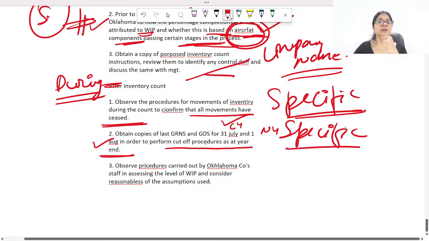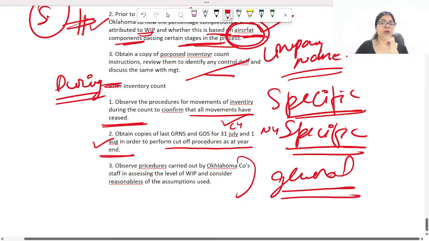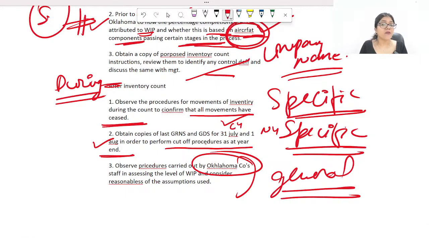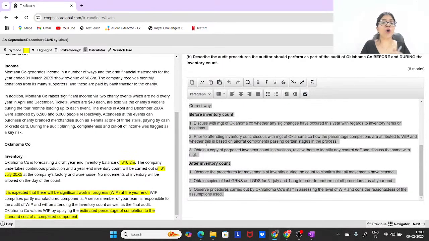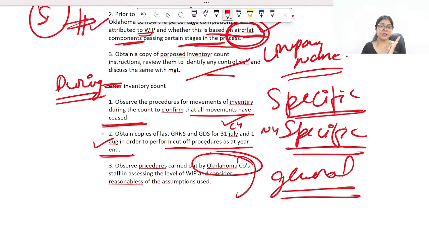You can also write the case name over here, the company name over here, right? Next. Observe procedures. I'm sorry for the spelling mistakes. I just wrote it very quickly. Observe procedures carried out by Oklahoma company staff in assessing the level of WIP and consider reasonableness of the assumptions. This is now very general, in which I have written the company name. So you're observing the procedures which are carried out by the company staff in assessing the levels of the WIP, that is, how much of the inventory is actually part of your WIP, right? And then we'll be assessing the reasonableness of the assumptions. I hope now we are clear.